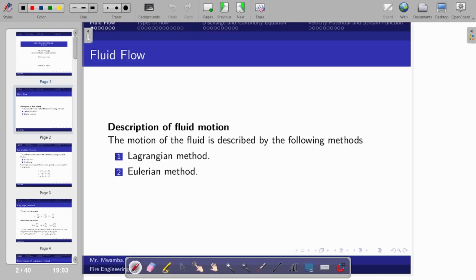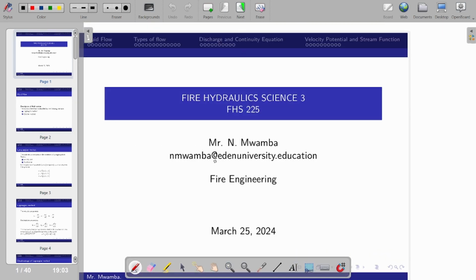So today we are looking at fluid flow. Last time we were doing hydrostatics, that is the study of fluids at rest. We looked at two things: one, the pressure experienced by submerged objects, and also the point at which that pressure acts. Those were the two main concepts under hydrostatics, the study of fluids at rest.